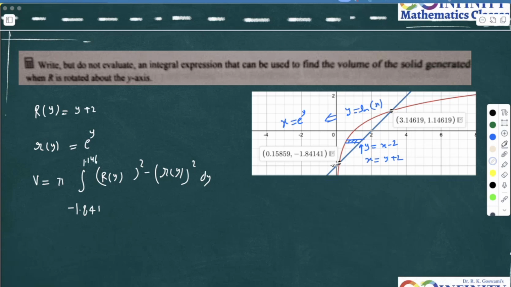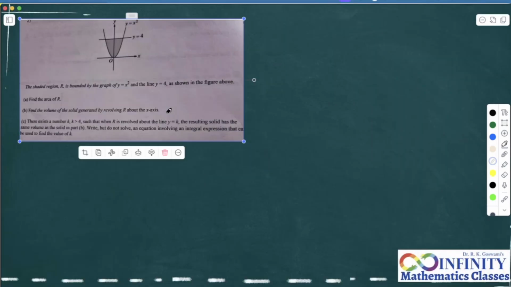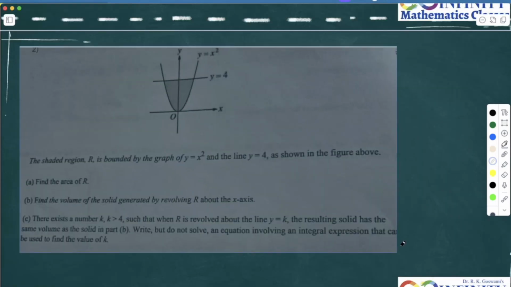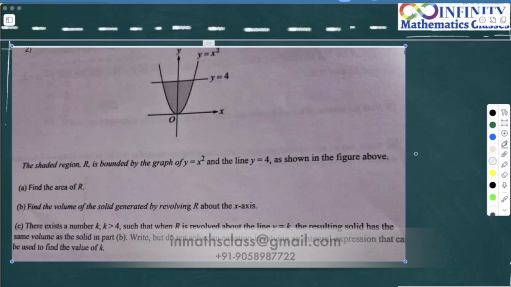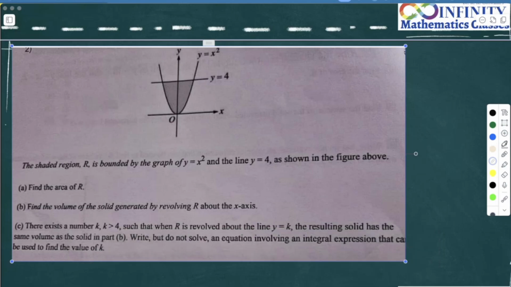The next is going to be, look at the figure and the question. Then we'll start writing the solution. Okay, read the question carefully. The shaded region R is bounded by the graphs given to you. y equals 4 line. Up to this point, please try to help me. There are 2 points, consider this point as A, the other point as B. At B, y is x squared and y is 4.